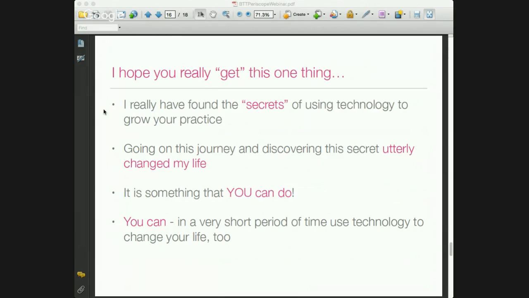But I hope you really get this one thing. I have really found the secrets of using technology to grow your business. I've been on this journey, and it has changed my life. This journey to discovering technology and trying to put it into practice is something you can do. You can absolutely do this. You can, in a very short period of time, use technology to change your life. I guarantee you can.